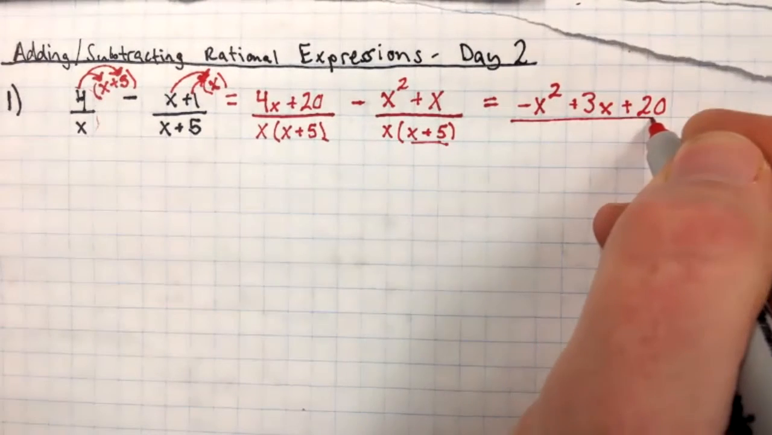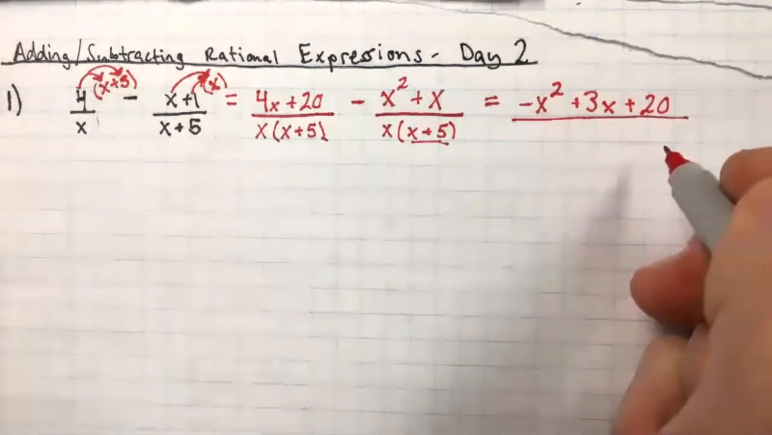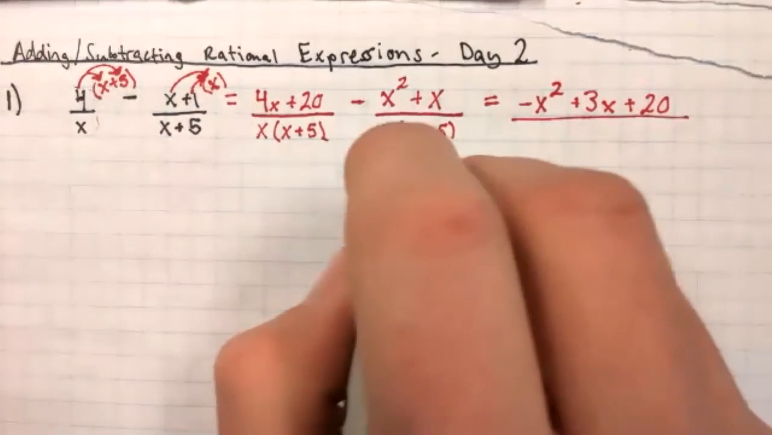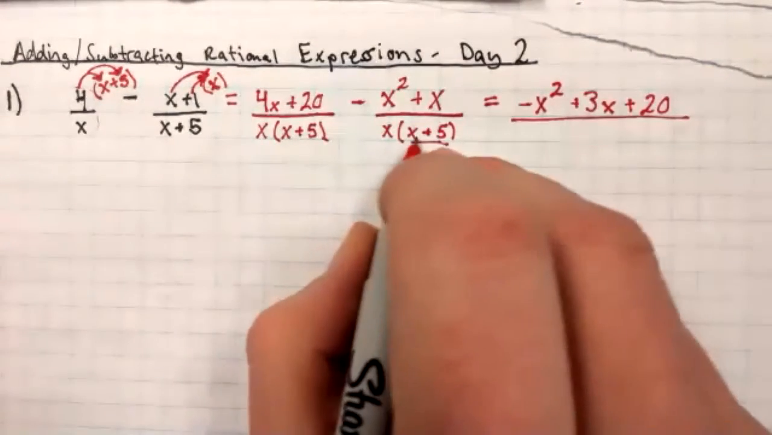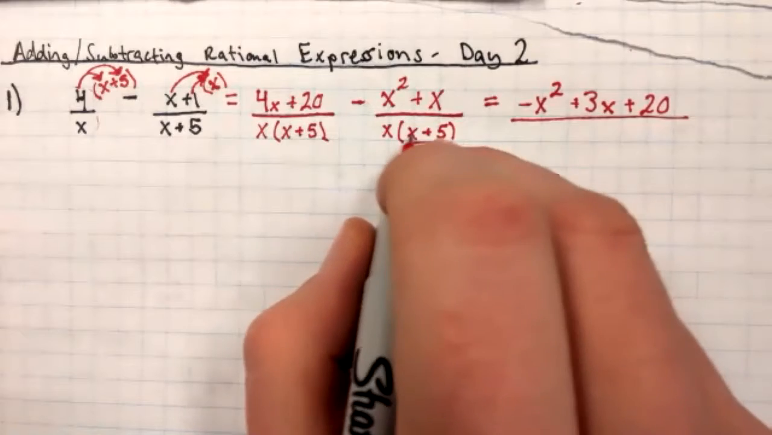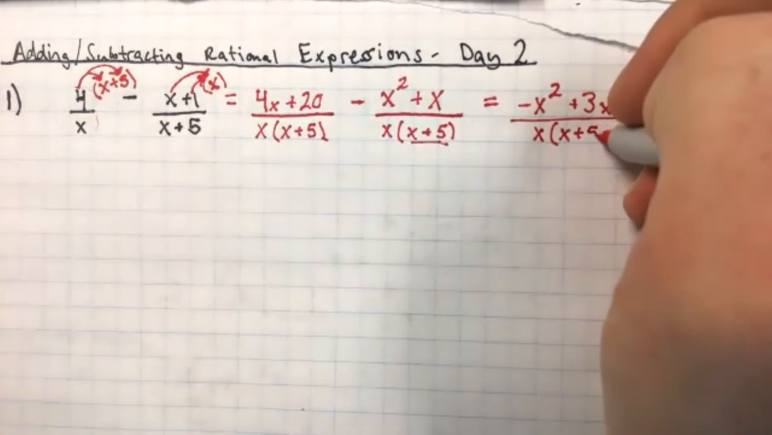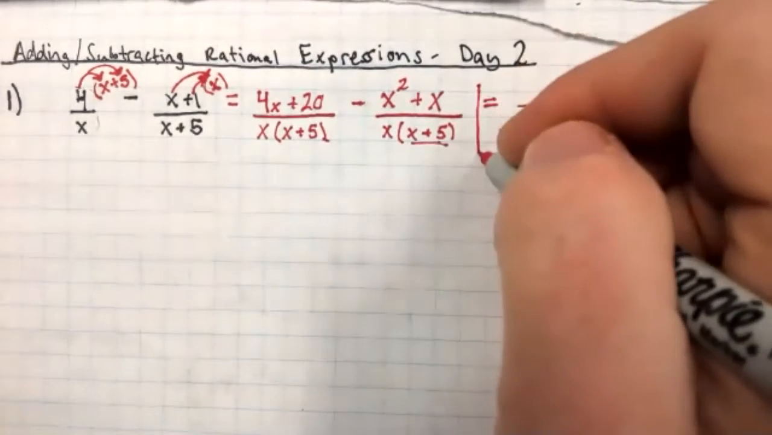And again, for the denominator, you don't have to worry about factoring it. You don't have to worry about multiplying out the denominator. It's better to have it written as just factors like this. So I'll just rewrite that, x times x plus 5, and we are done.